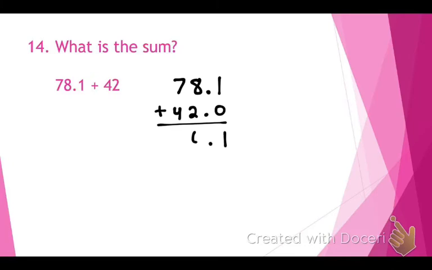1 plus 0 is 1. 8 plus 2 is 10. 1 plus 7 plus 4 is 12. The correct answer is 121.0.